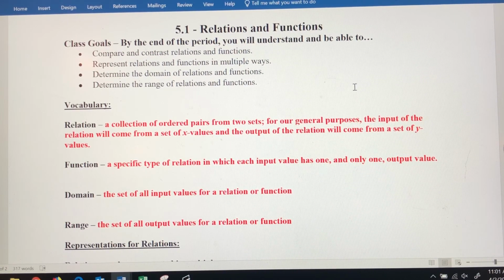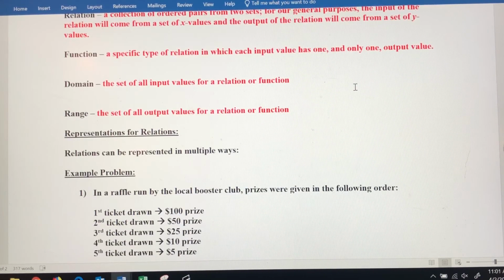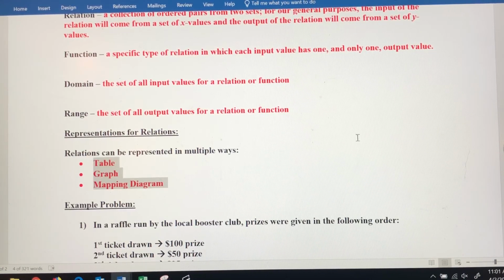The domain is going to be the set of all input values for a relation or function, and the range is going to be the set of all output values for a relation or function. Feel free to pause the video here and write those definitions down if you need to. Like we said, relations can be represented in multiple ways. One of the ways is with a table of values. Another way is with a graph, and a third way is with a mapping diagram.